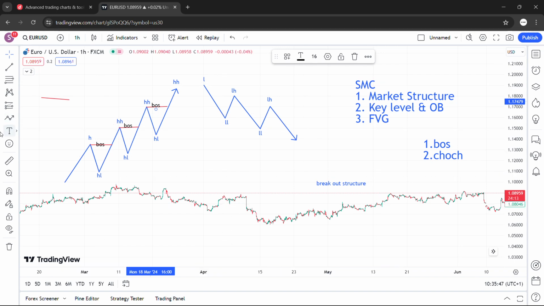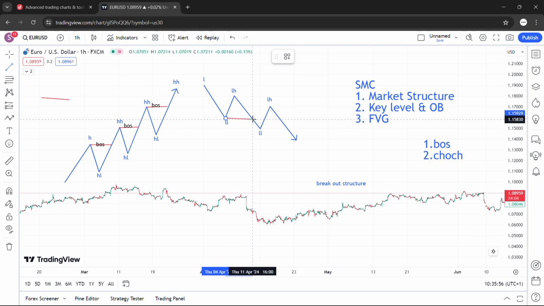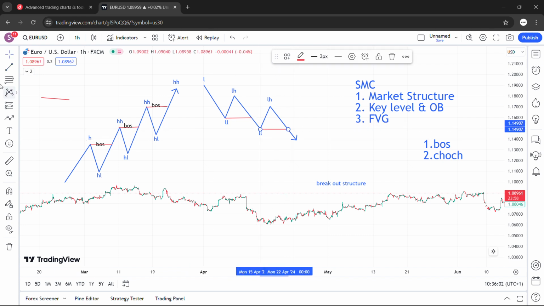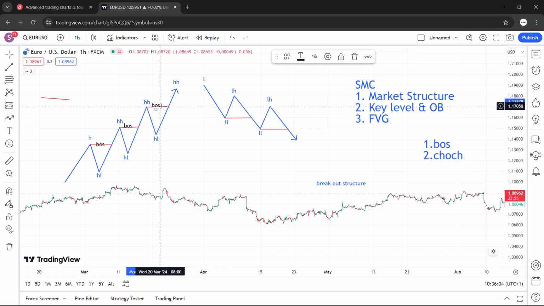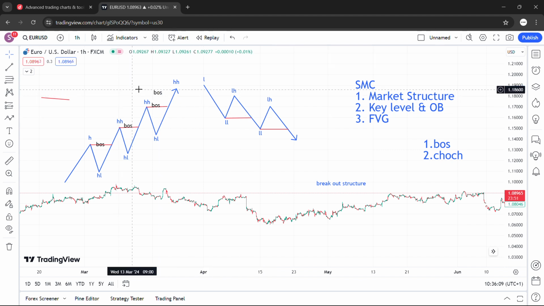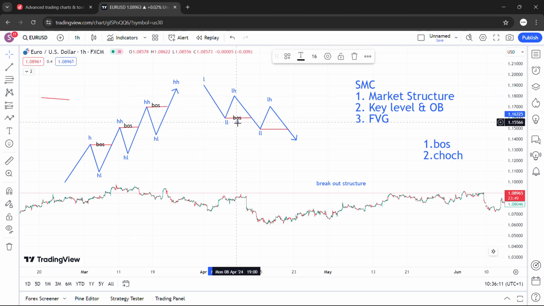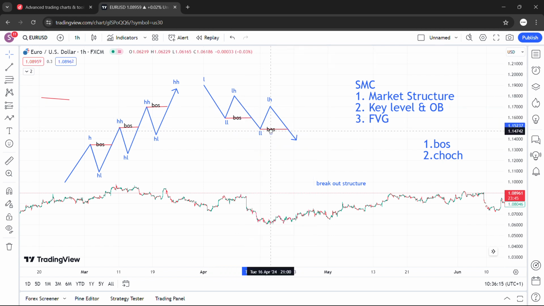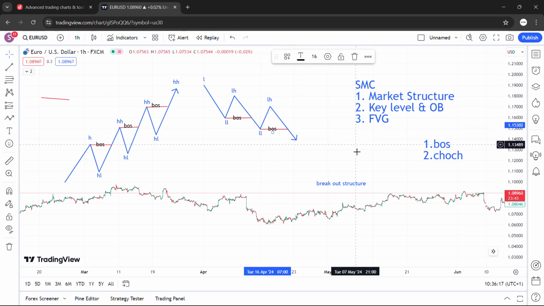Then for a downtrend, you'll see a bearish breakout structure when price breaks past the previous low. So previous low, breakout structure over here, and then previous low, breakout structure over here. So this is a bearish breakout structure. This is a bearish breakout structure over here, and this is another bearish breakout structure over here.